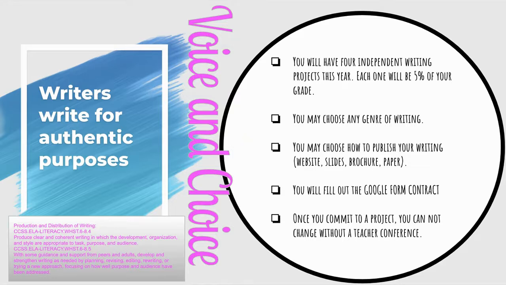That is a really key component to being a writer. You write because you want to write about something. And lastly, writing over a period of time and developing your writing and revising it and making it clear and coherent is a really important goal for you as a writer. So specifically, we are going to have 4 independent writing projects this year. Each one is going to be 5% of your grade. You may choose any genre of writing.